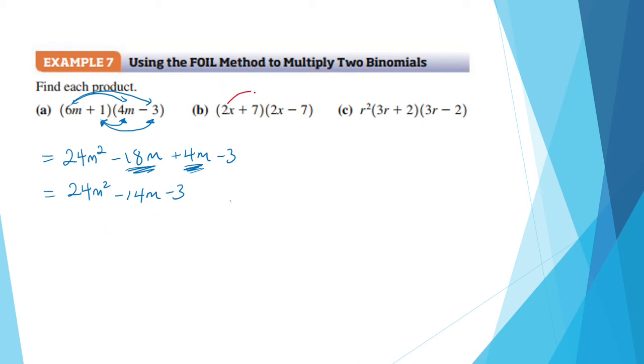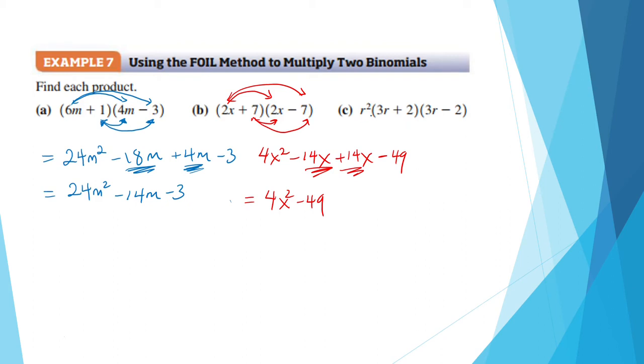Let's try part B. We have 2x times 2x is 4x squared. We have 2x times negative 7 is negative 14x. 7 times 2x is 14x. 7 times negative 7 is negative 49. We could collect like terms. The two terms in the middle actually cancel out. So we have 4x squared minus 49.